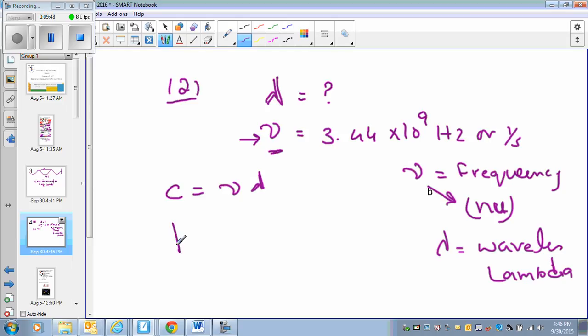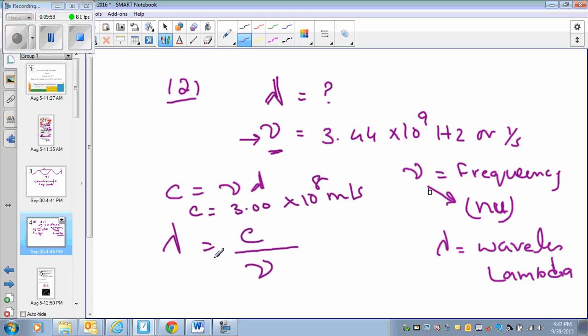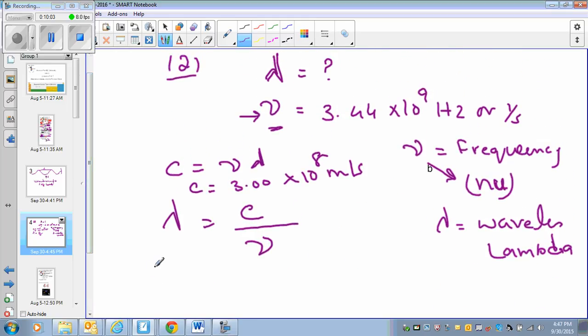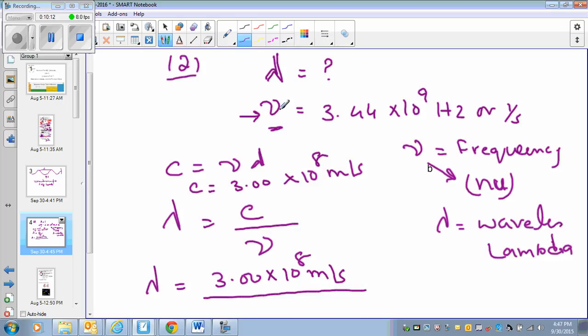To calculate the lambda, I will change the equation to c over nu, c over frequency. I know that c equals 3.00 times 10 to the 8 meters per second. So let's plug the numbers in. I hope you can manage this part. To calculate the lambda, I will do 3.00 times 10 to the 8 meters per second divided by the frequency which was given in the question, 3.44 times 10 to the 9 per second.